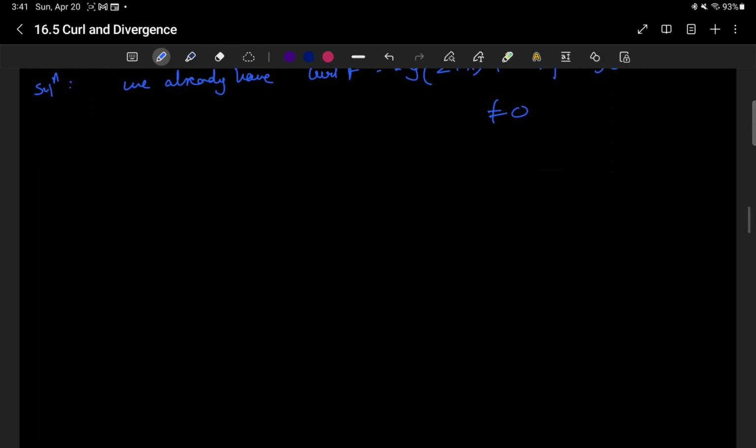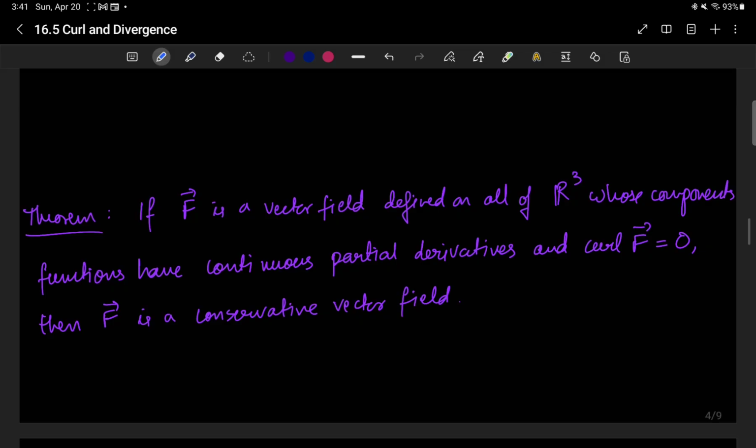Then this gives us another theorem, and this time it tells us when something is conservative. It says that if f is a vector field defined on all of R3 whose component functions have continuous partial derivatives and curl is 0, then f is a conservative vector field. So there are some necessary conditions here, which include that all the component functions of that vector field have to have continuous partial derivatives, and if the curl is 0, then f is a conservative field.